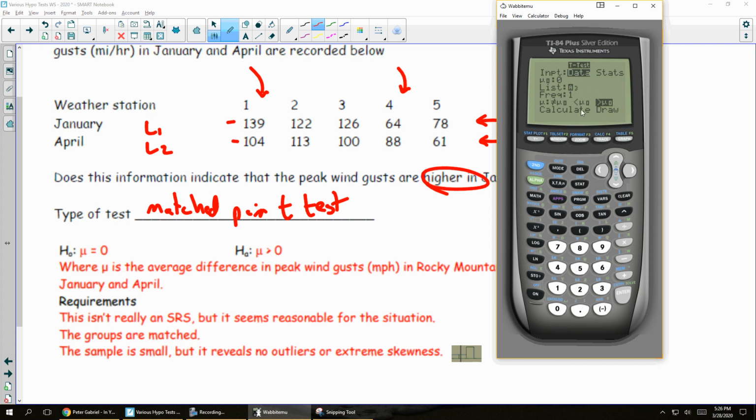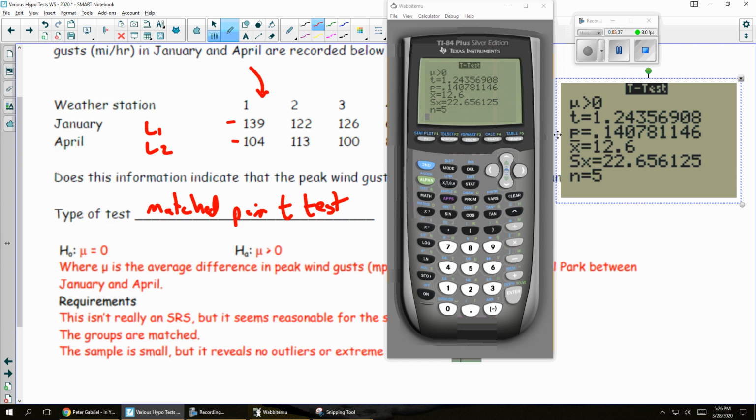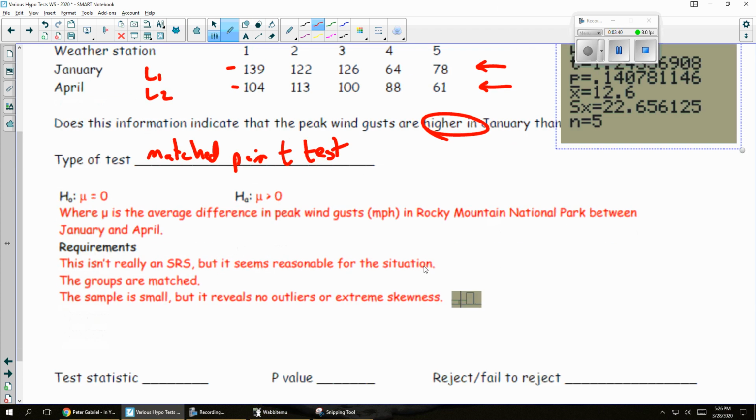And so I've got the data in L3. A mean of 0 means there's no difference right there. The one-sided greater than test, calculate. It's a t-test, so there's 4 degrees of freedom. There's my t-test statistic of 1.24. I'll go ahead and write the DFs there. The p-value is 0.14, and that's pretty big. I'm going to fail to reject. I don't have sufficient evidence to say January has higher wind gusts.